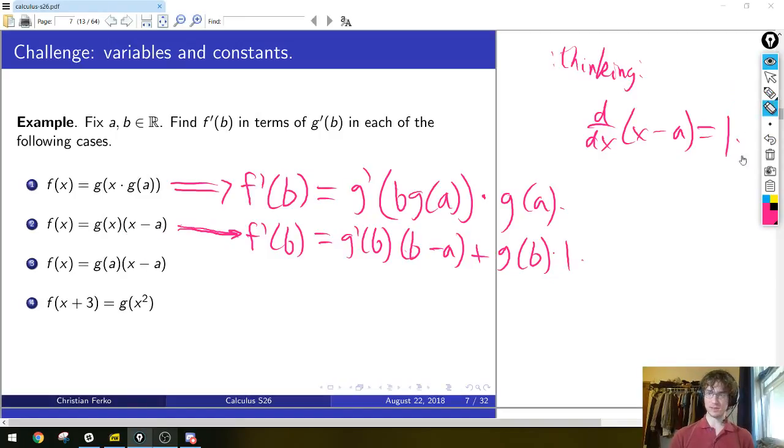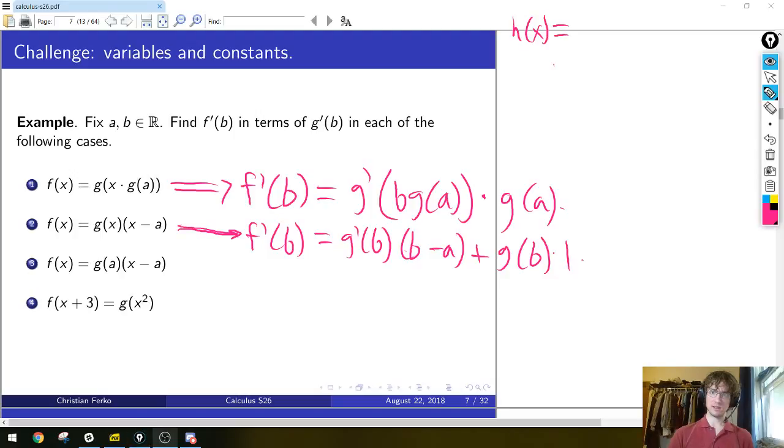Wait, I need further explanation about why the derivative of a equals 0. Wait, we went over this before. Yeah, let's make sure we're totally clear on this. So let's do the definition. I'll make a new function h of x equals a. What is the derivative h prime at a point b?